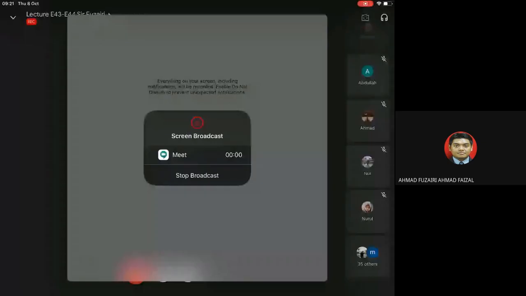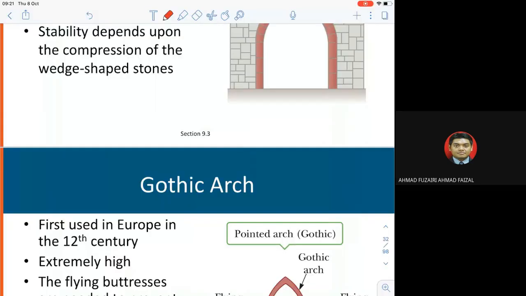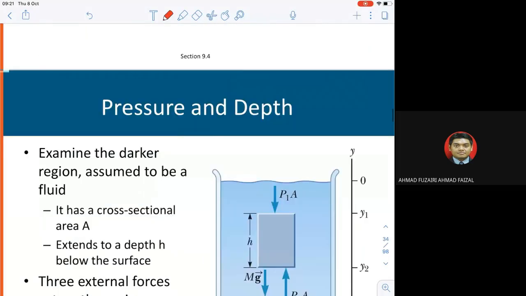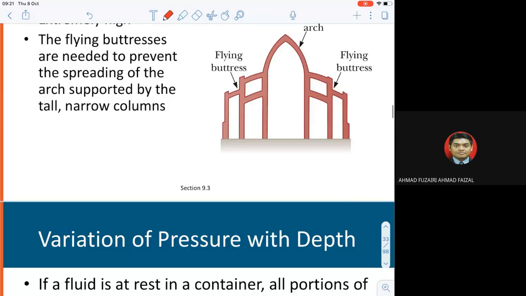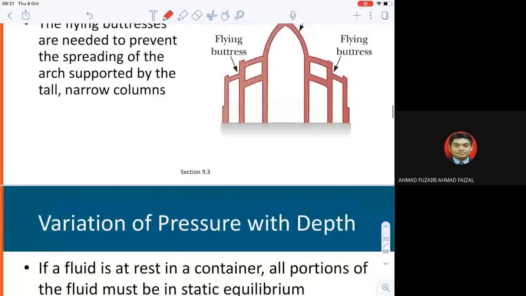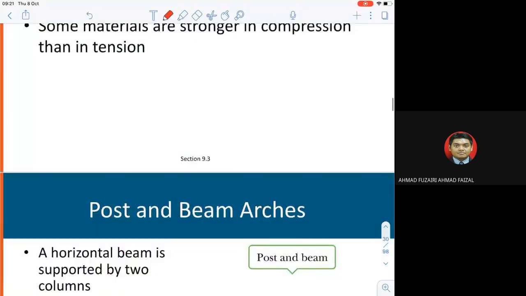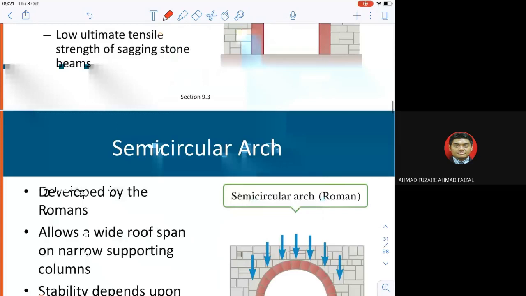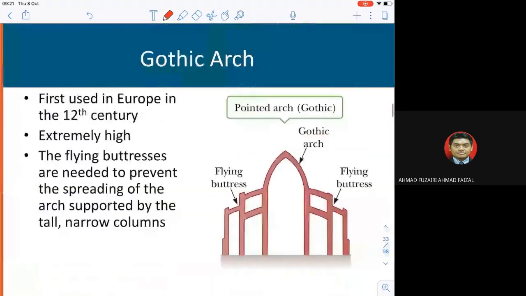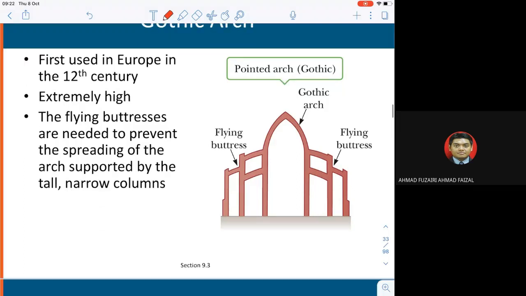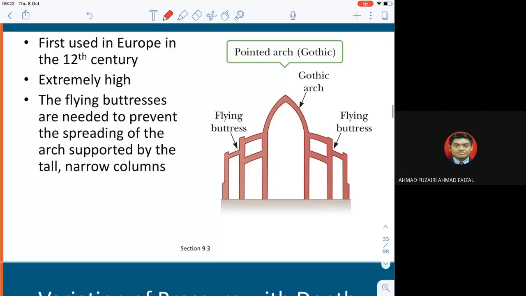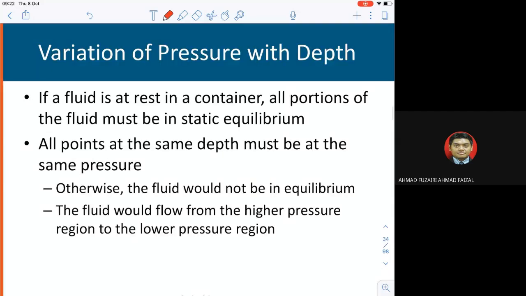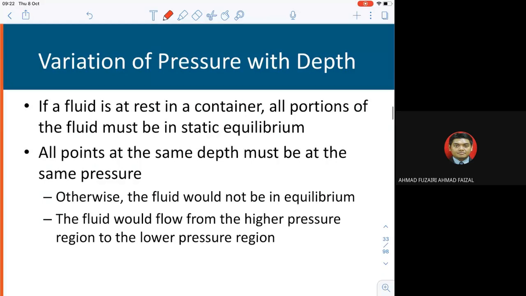Continue on the Archimedes principle. This chapter contains a lot of sub-chapters, such as the post and beam arc, a semicircular arc. Why should we build this kind of arc, in terms of stability? And of course, it also contains pressure and the variations of pressure with depth.